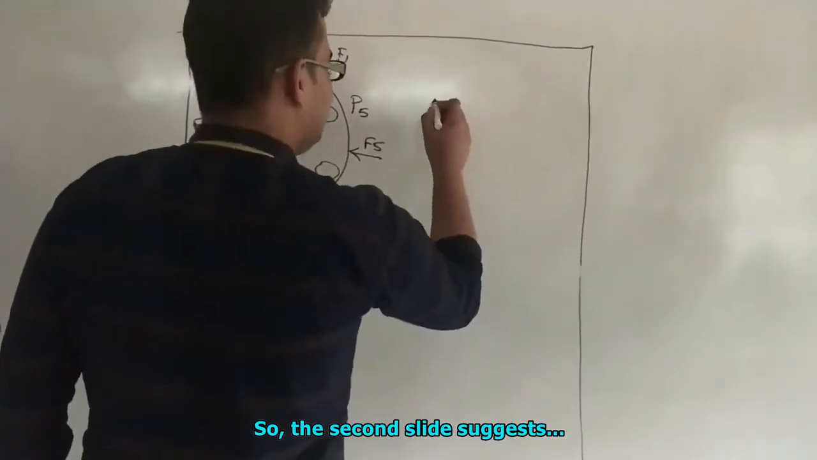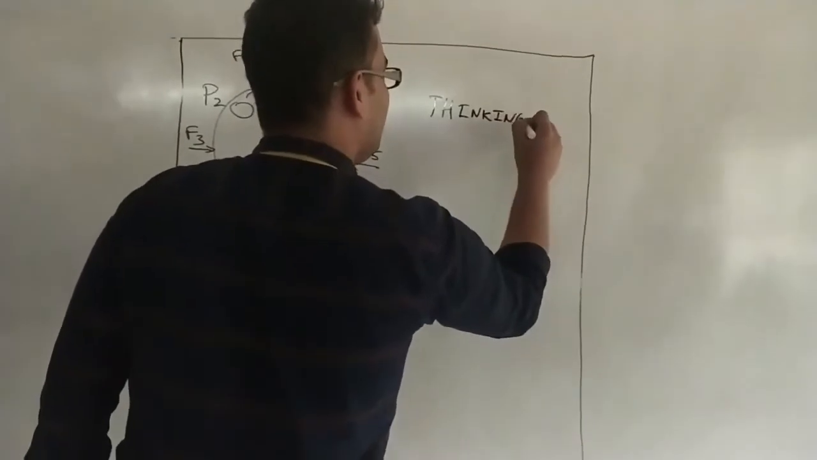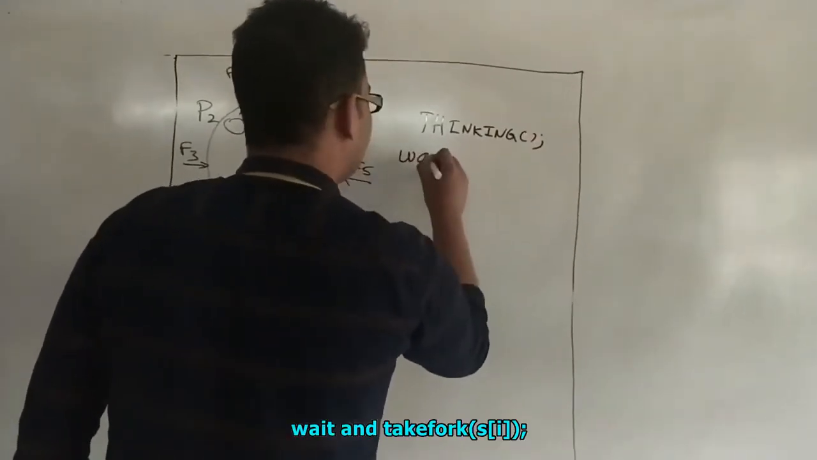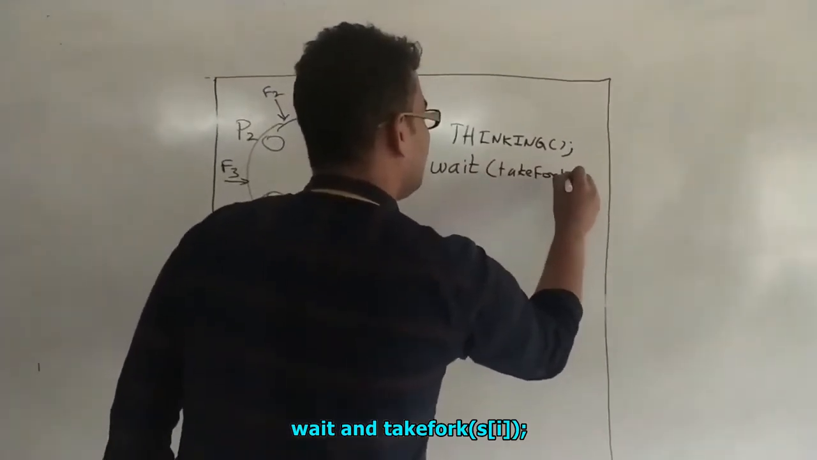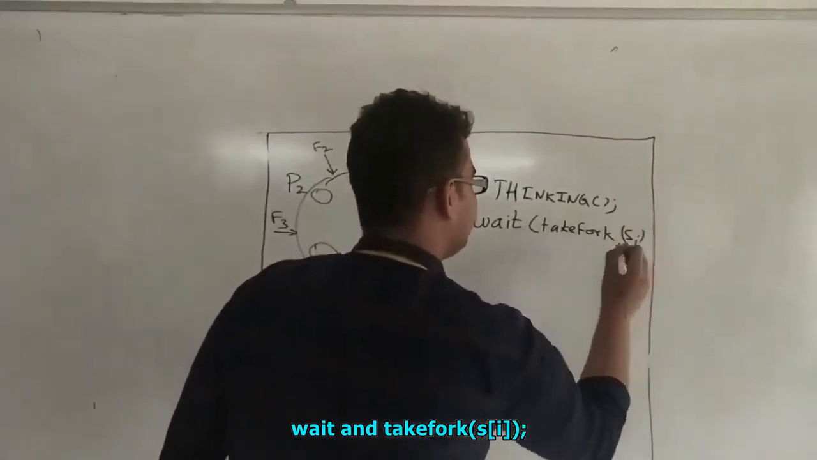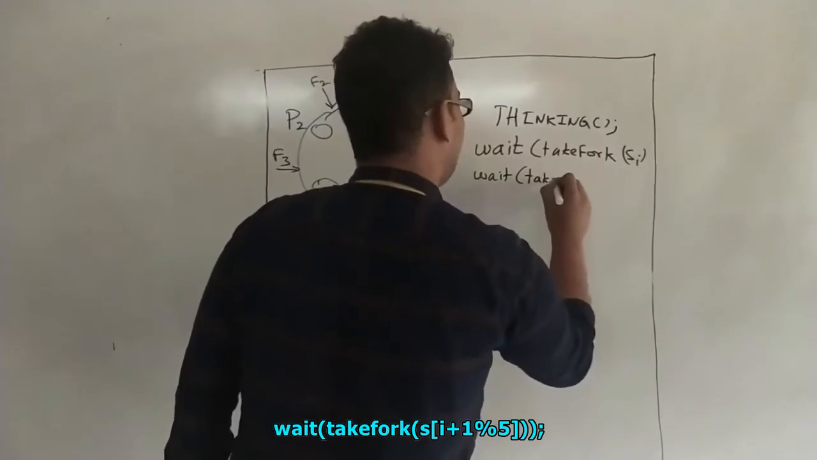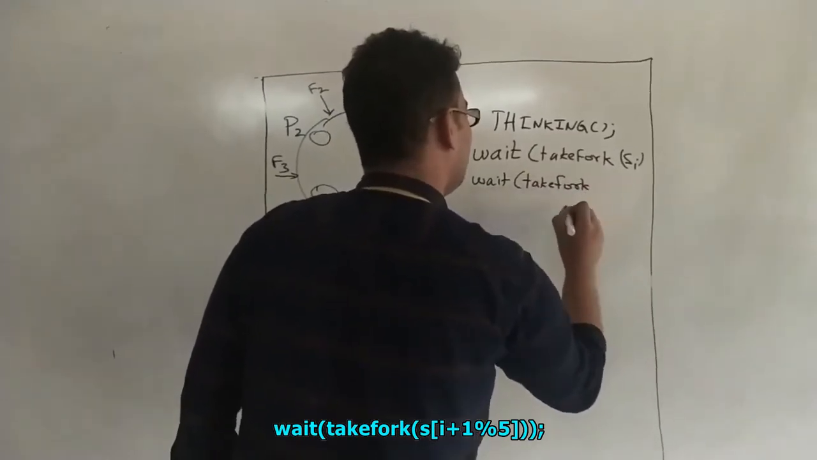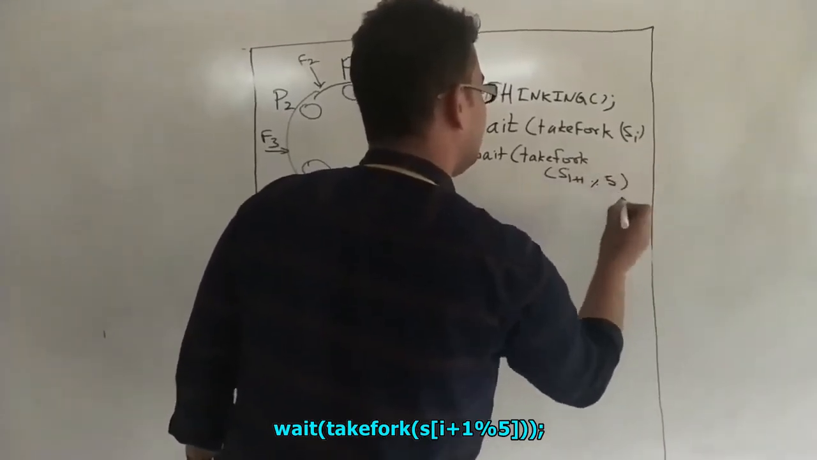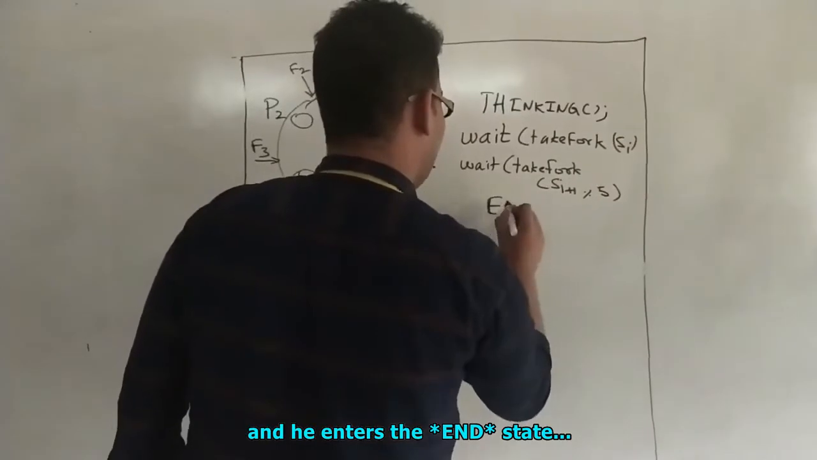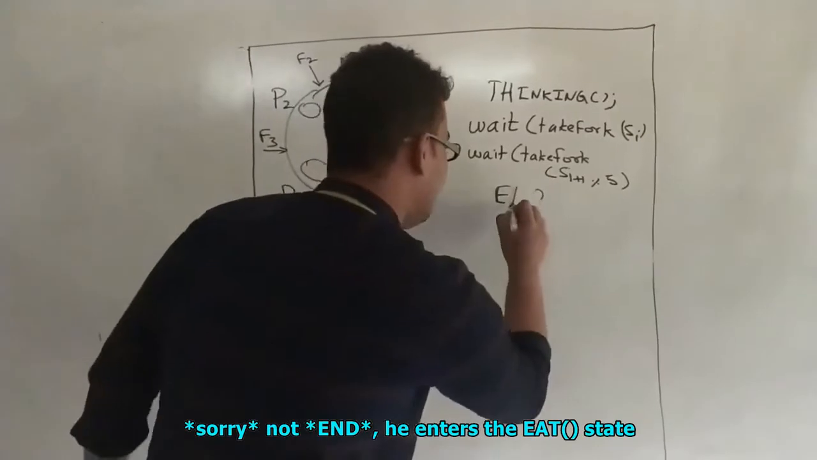So the second slide suggests thinking, then wait and take the fork S of I. Wait, take fork S of I plus 1 mod 5. And he enters the eat state.